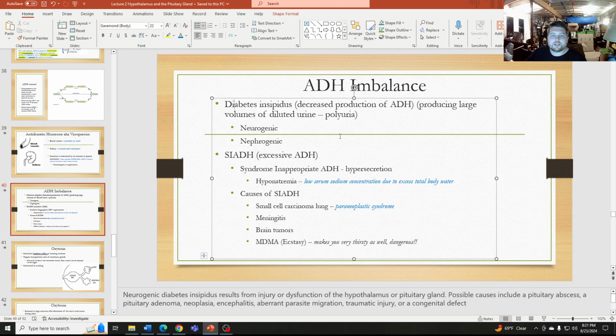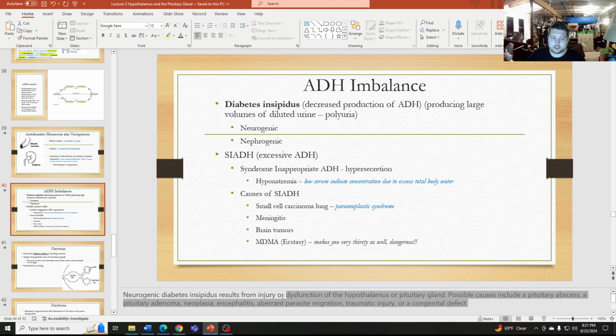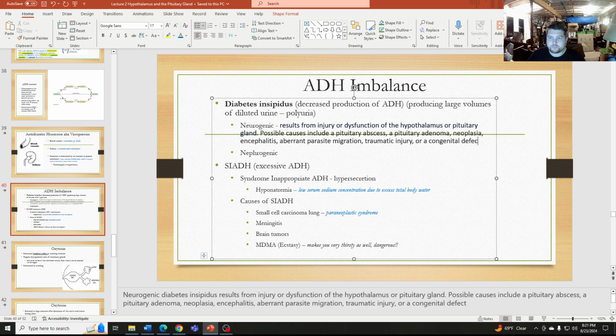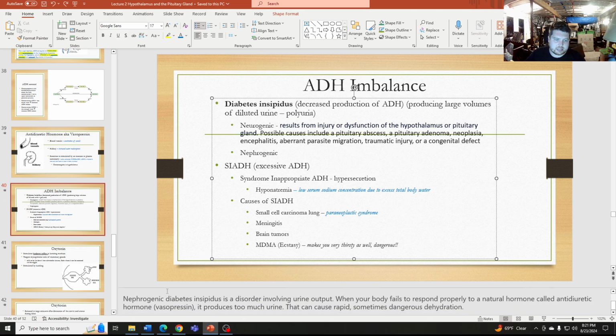Now, too much or too little ADH. Diabetes insipidus means that we don't have enough ADH. Essentially, our body's not producing or not releasing the ADH for whatever reason. This causes us to lose a lot of water. So we have two different types. It can be neurogenic, meaning it's from the brain, from the nervous system, or nephrogenic, meaning that it's due to the kidneys.